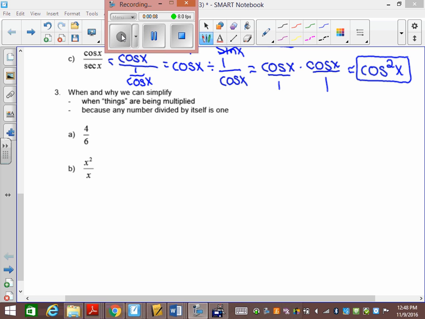Okay, so 4 divided by 6. I can reduce it by taking a 2 out. Divide by 2, divide by 2, and I'm left with 2 over 3.